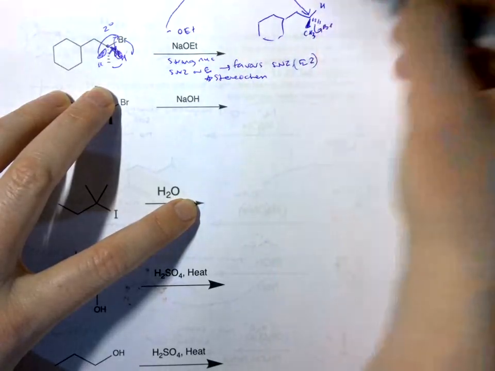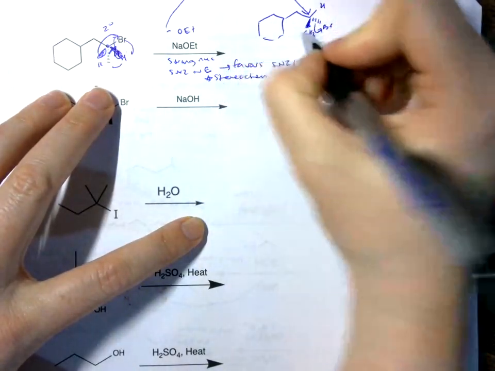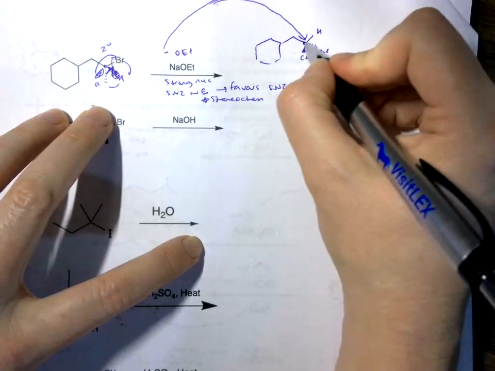And then this leaving group will leave. And as this is attacking, it's going to push this. It's attacking from the side with the CH3. It doesn't matter where you draw the curved arrow. It just needs to be pointed to this carbon.